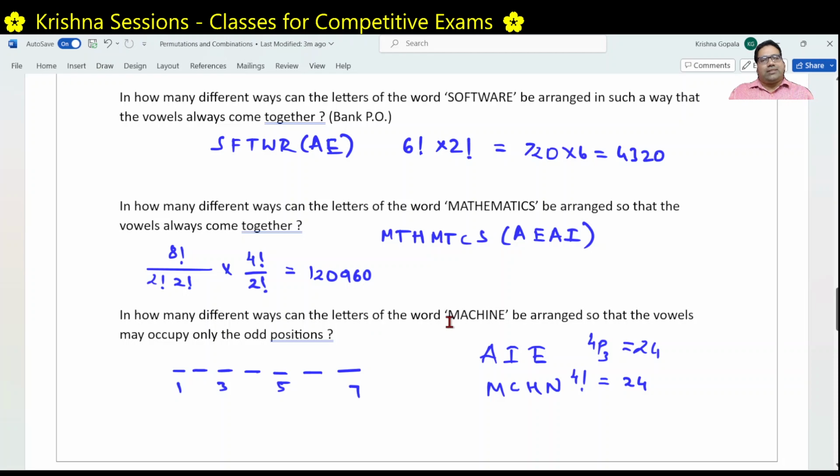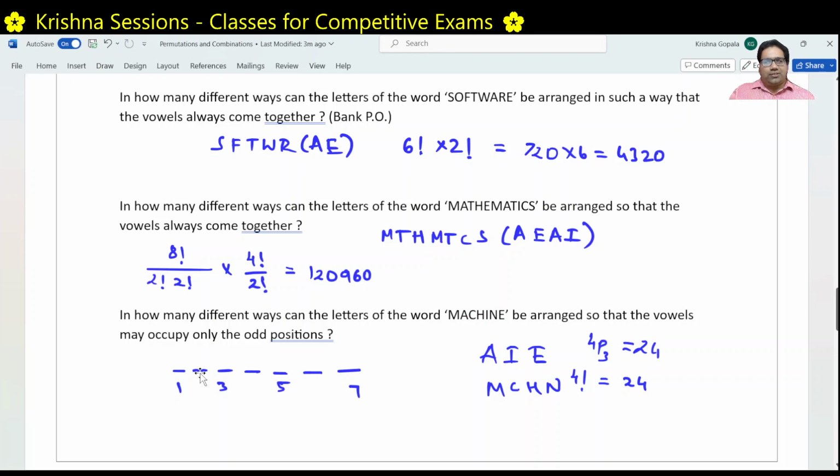Right, another interesting problem. In how many different ways can the letters of the word machine be arranged so that vowels may occupy only the odd positions? Machine, how many letters are there? 1, 2, 3, 4, 5, 6, 7. And how many odd positions are there? 1, 3, 5, 7. Right. So now we have 3 vowels and 4 odd positions.